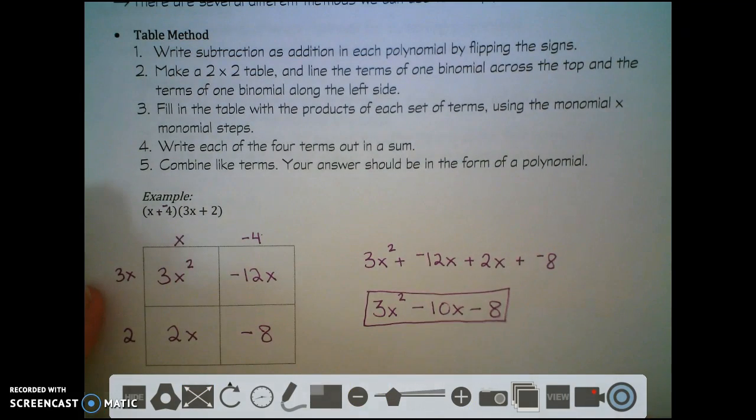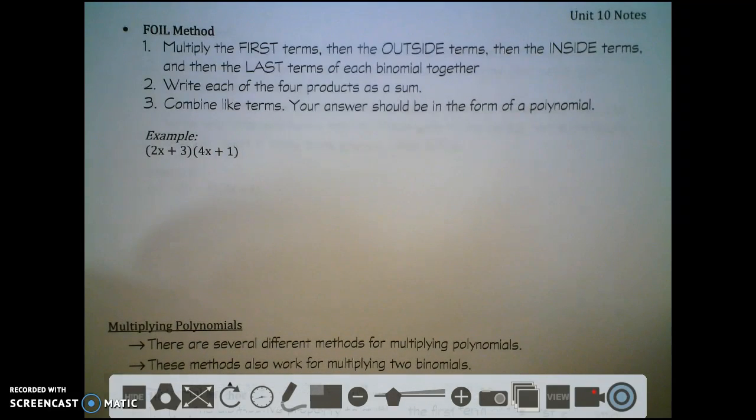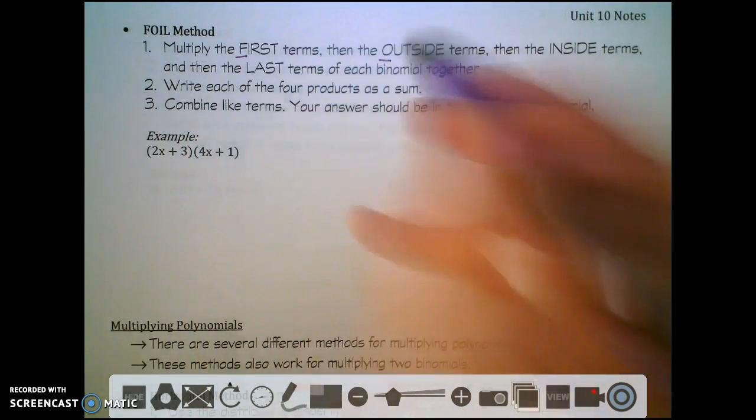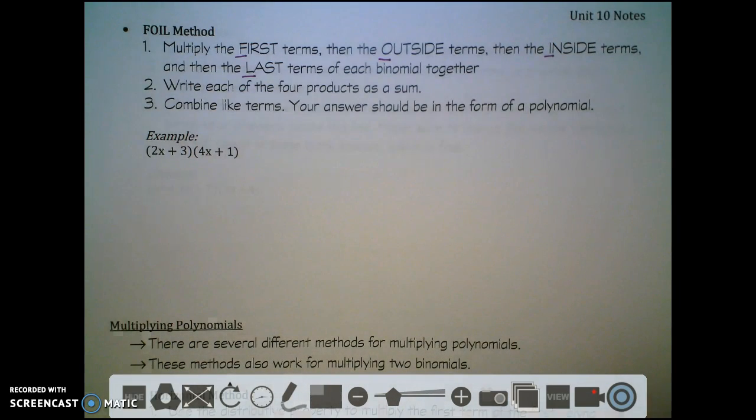The next thing we'll look at is the FOIL method of multiplying binomials. The FOIL method is a way of doing this algebraically, so we don't need to draw the table, we can just multiply the terms. And the way we do this is by multiplying first the first terms, then the outside terms, then the inside terms, and then the last terms. And we call it FOIL because we do first, outside, inside, last, or F-O-I-L, FOIL. So we're going to write each of the four products as a sum and then combine our like terms.